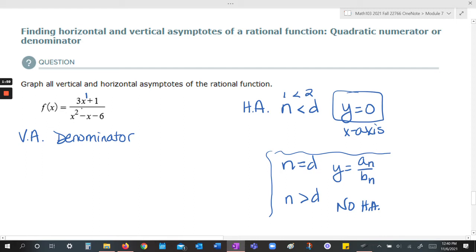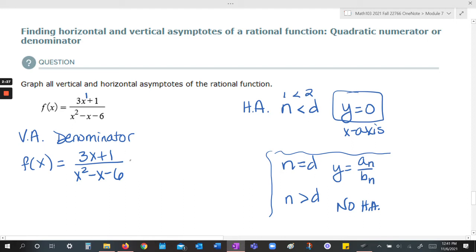Okay, for our vertical asymptotes, you want to take everything that you see and factor your function, and then look at the denominator. What we have to be careful with is to make sure that we are not going to have a hole. If we have a common factor in our numerator and denominator, that would be a hole, and we wouldn't use that for a vertical asymptote.